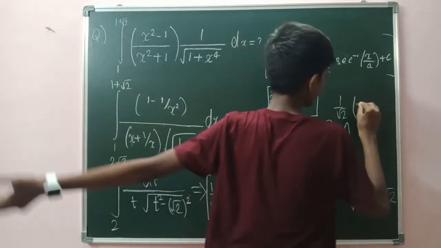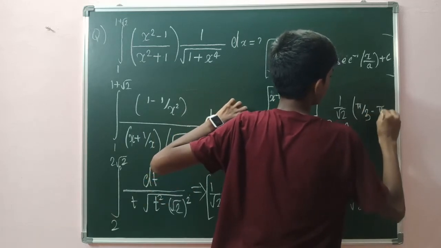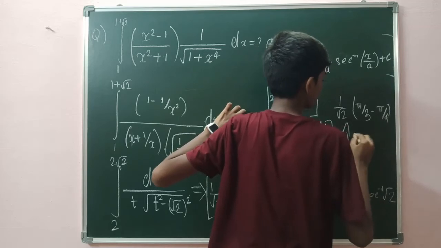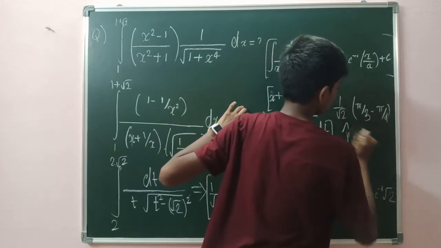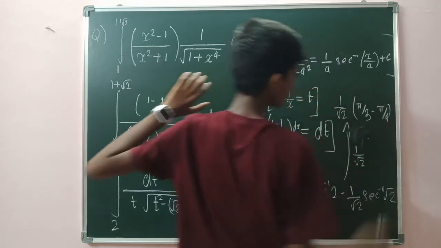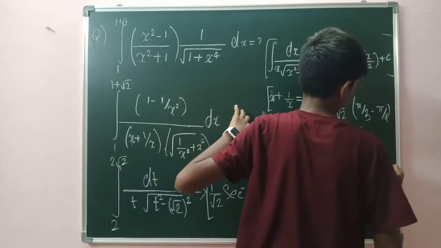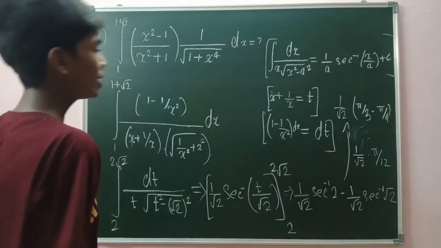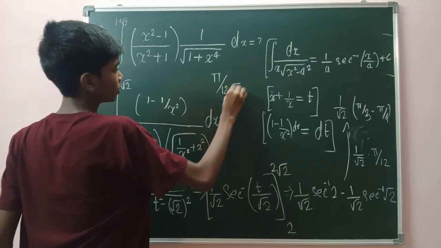Secant inverse of 2 is pi by 3. Secant inverse of root 2 is pi by 4. So when you solve, you will get 1 by root 2 into pi by 3 minus pi by 4, which is pi by 12. So 1 by root 2 into pi by 12 will be pi by 12 root 2, and that's the answer for the question.